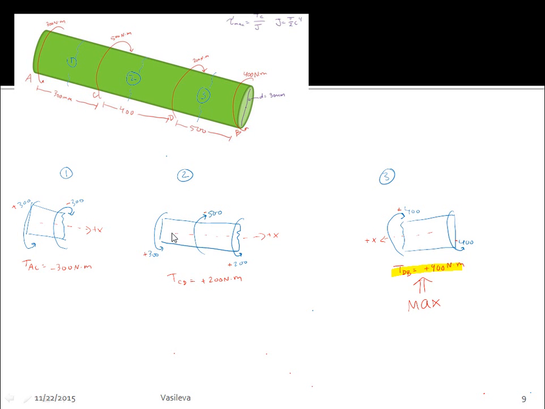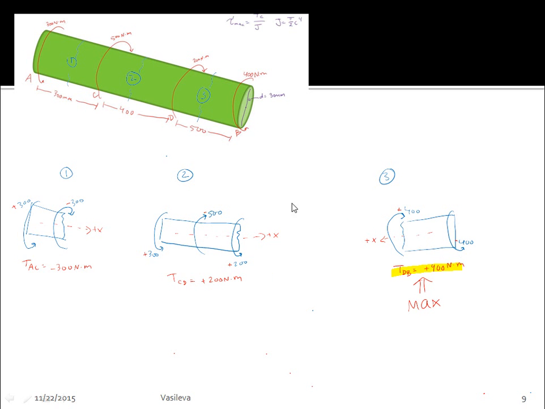And once again, I take this to be the positive x-axis, I point my thumb in that direction, and then I curl my fingers, and my fingers end up curling with this 300 and this 200. That means that they're both positive, whereas the 500 is going to be negative. So my TCD is this positive 200 newton meters.